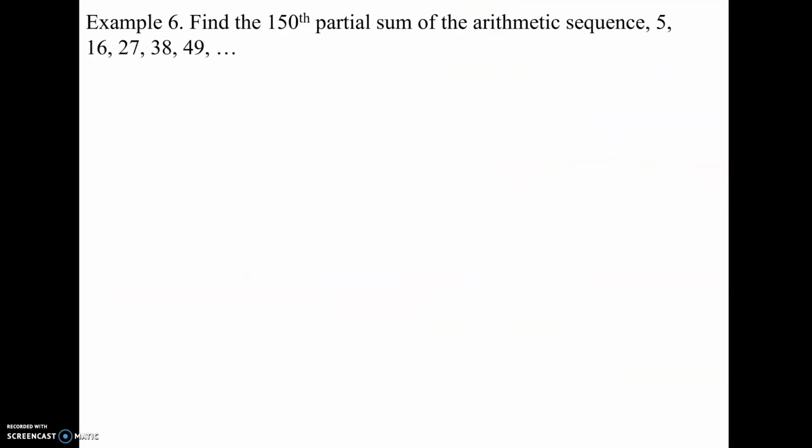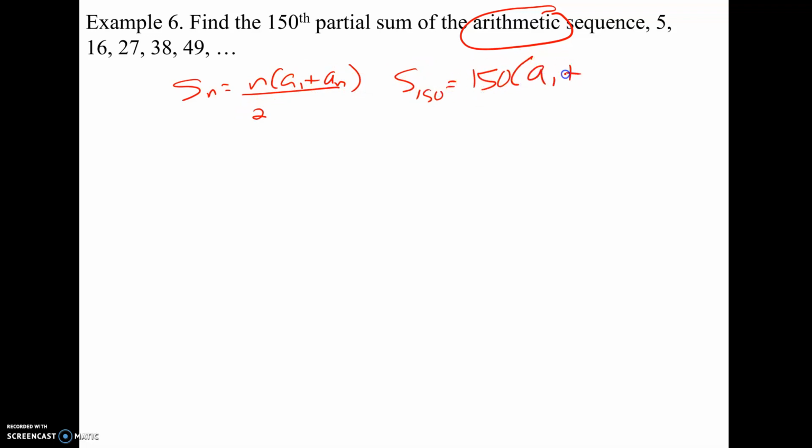All right, let's see that again, because sometimes you need to see more than one example. Find the 150th partial sum for this arithmetic sequence. They tell you it's arithmetic. Okay, so I know that I'm going to use this formula, S sub n equals n over 2 times a sub 1 plus a sub n. So if I want S sub 150, there's going to be 150 here, a sub 1 plus a sub 150 all over 2. Whereas so far, I have a sub 1, that's 5, but I don't know a sub 150, so I have to find it.